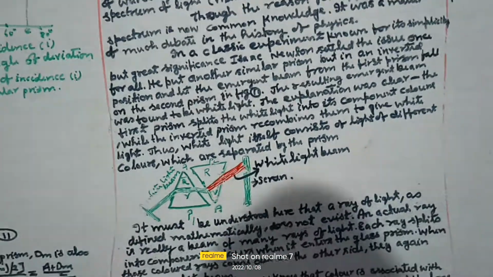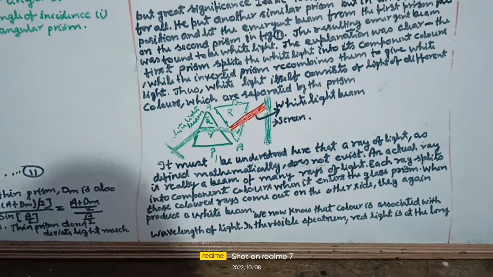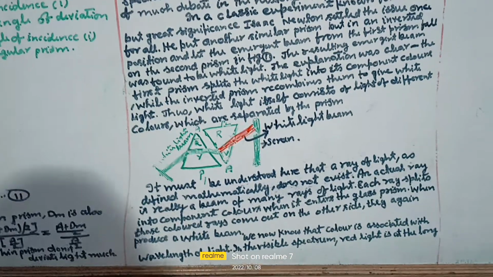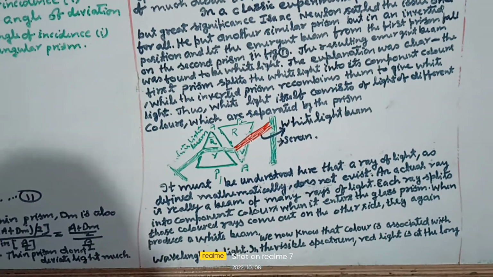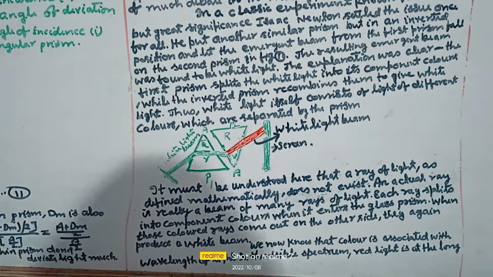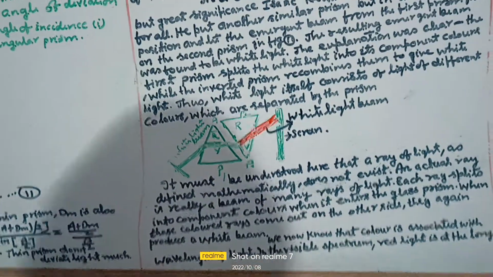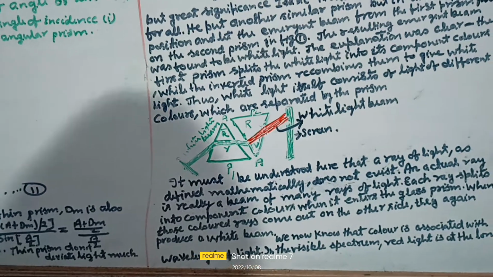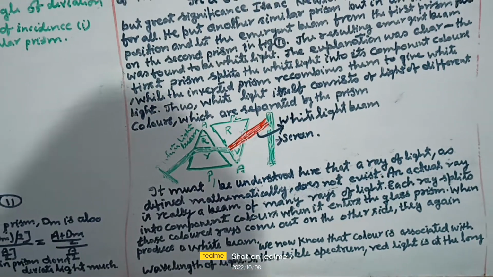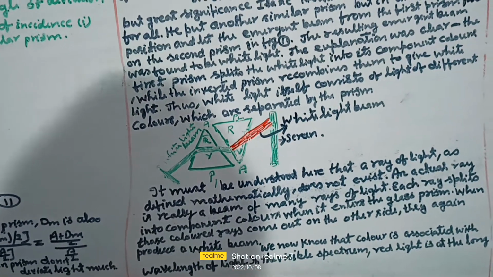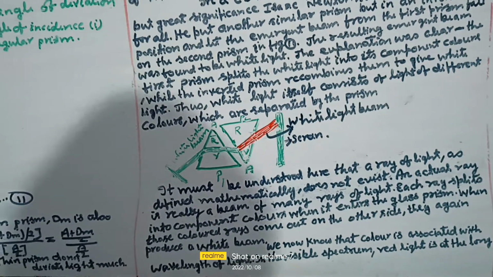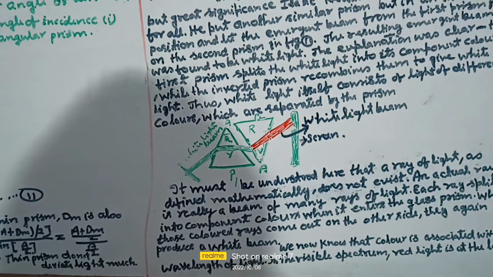It must be understood here that a ray of light as defined mathematically does not exist. An actual ray is really a beam of many rays of light. Each ray splits into component colors when it enters the glass prism. When those colored rays come out on the other side, they again produce a white beam.